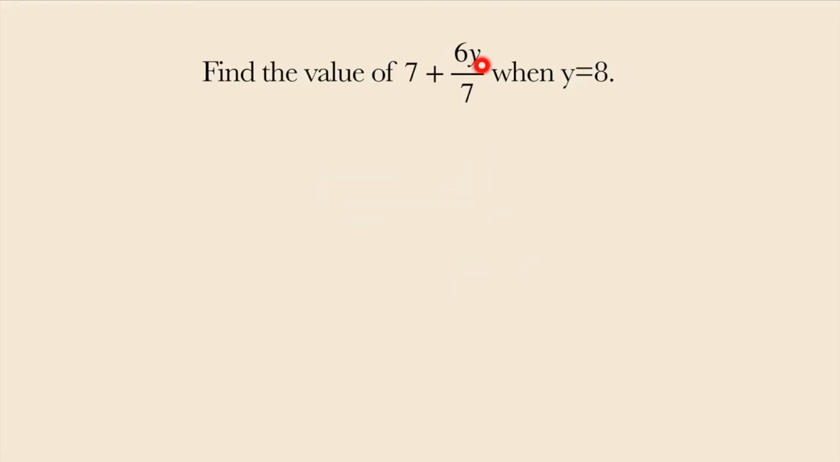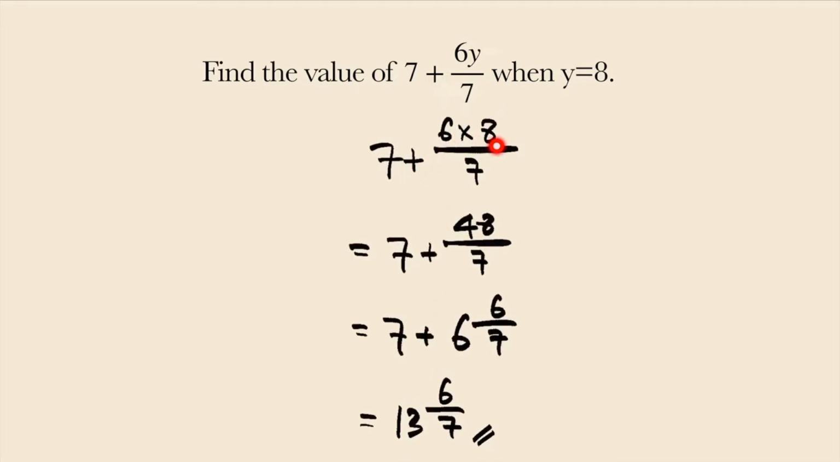So y will now be replaced with 8 for this expression. So 7 plus 6 times 8 over 7. That is going to give us 48 over 7, which can be converted to a mixed number straight away. From here, just add the wholes together and you have your answer.